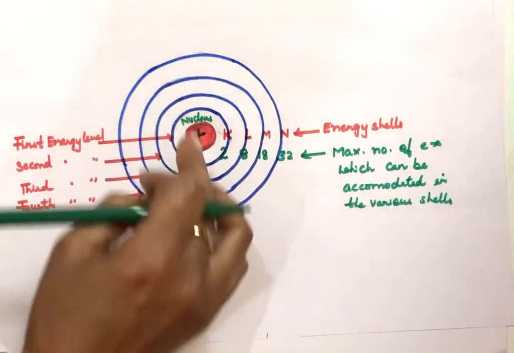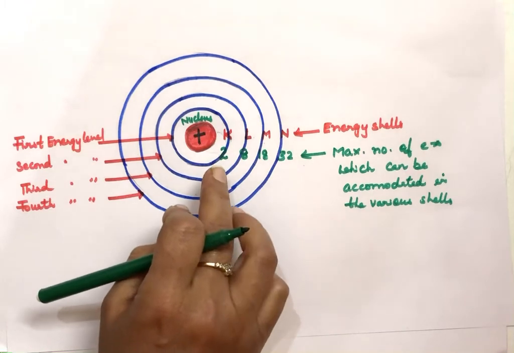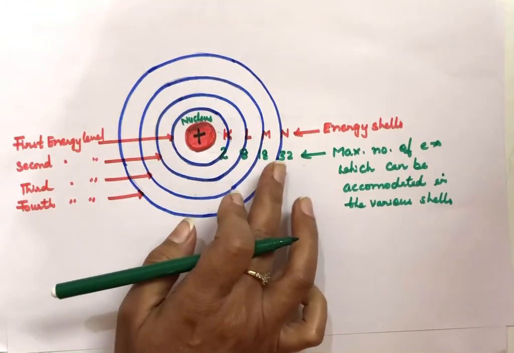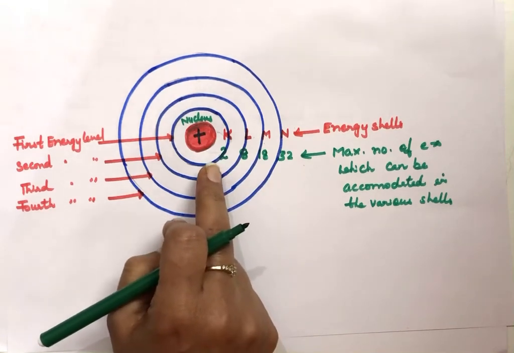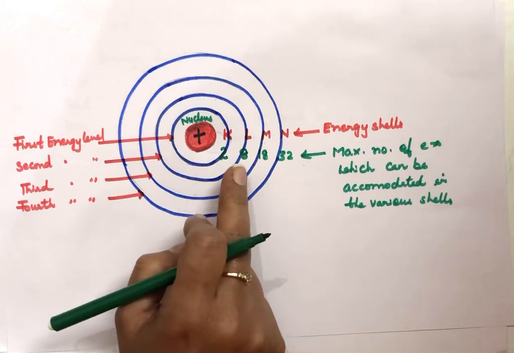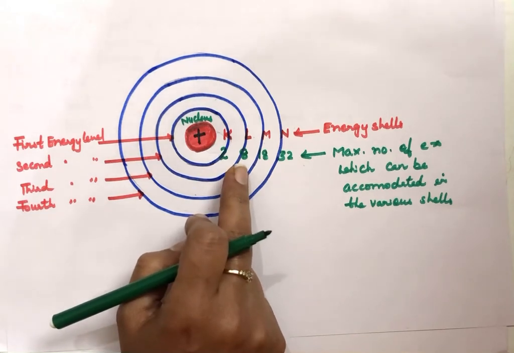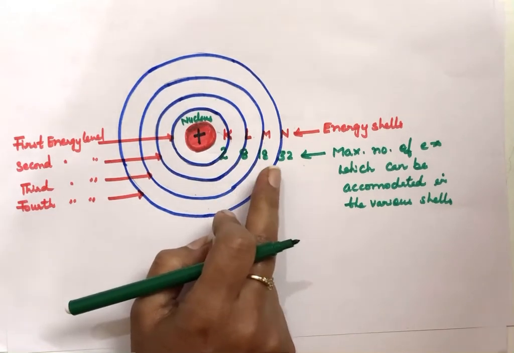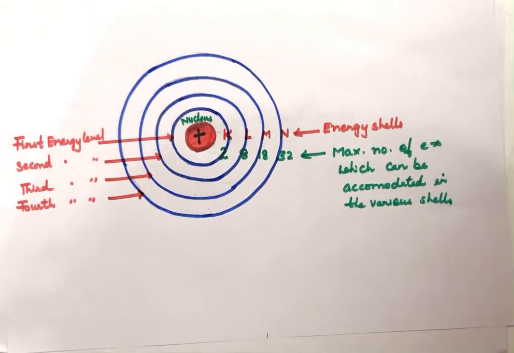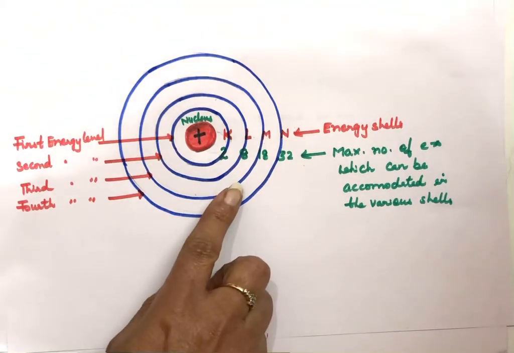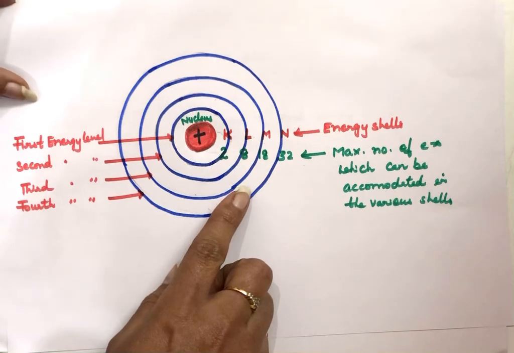In this atom, how are electrons arranged? They are arranged in the various energy levels. And how many electrons in each energy level? That number is also fixed. In the first one, 2 only. Then in the second one, 8. Then in the third, there are 18. And in the next one, there are 32 electrons. And this arrangement of electrons is known as the electronic configuration of an element.